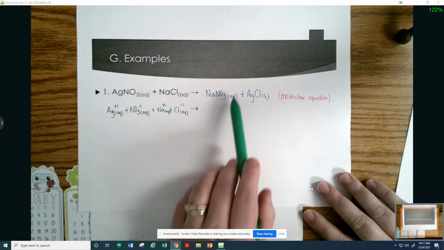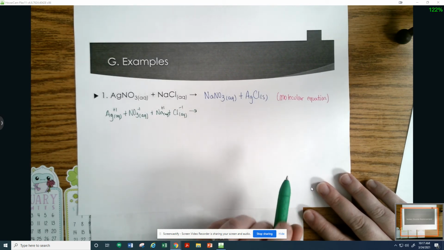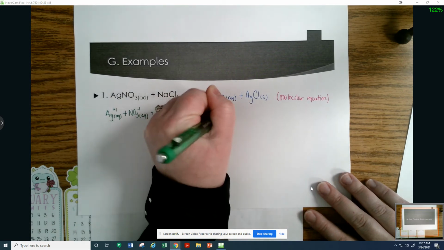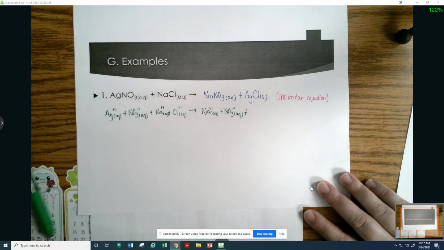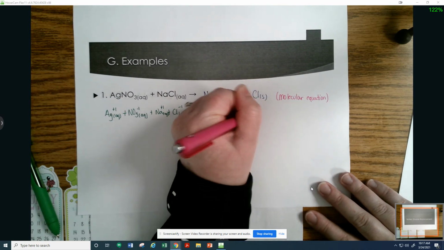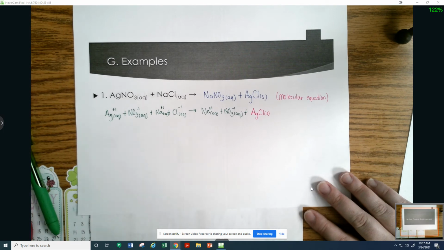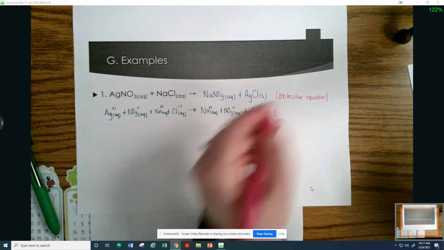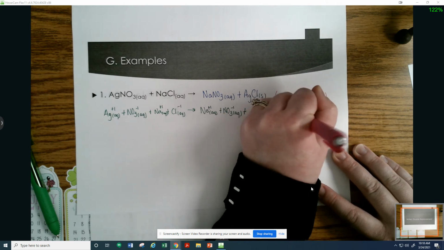Going to the product side, my first product here is aqueous. It is not the precipitate, therefore I will separate it. So we have Na plus 1, NO3 minus 1. However, my last product here is the precipitate. Therefore, I will keep that together. It is not an ion, and we're done. Again, this is the, let's see, I called it the total. Yep. Sometimes they're called complete too. So total ionic equation.